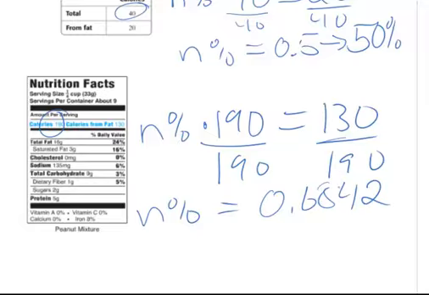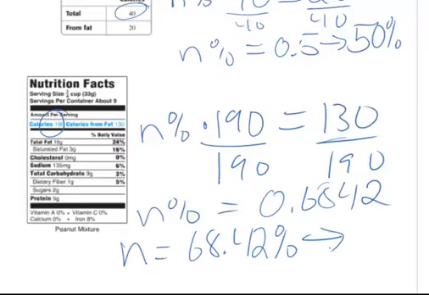0.6842. So if I change that to a percent, that would be 68.42%. Since it's telling me to round to the nearest tenth, that's the number right there I'm needing to round. So my question is, should I write 68.4 or 68.5? Since the number to the right of the 4 is a 2, I'm going to leave my answer as 68.4%.